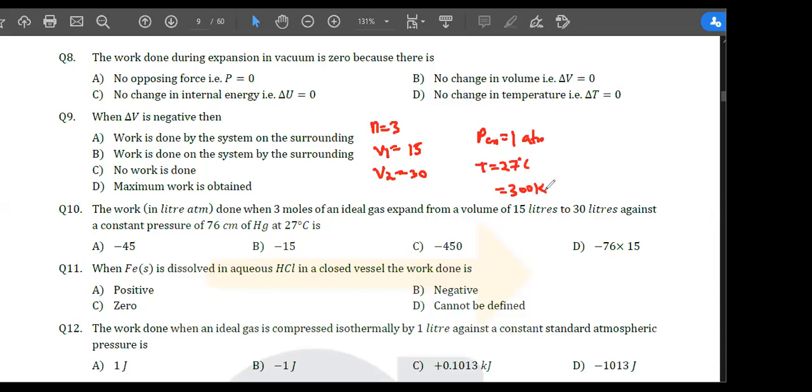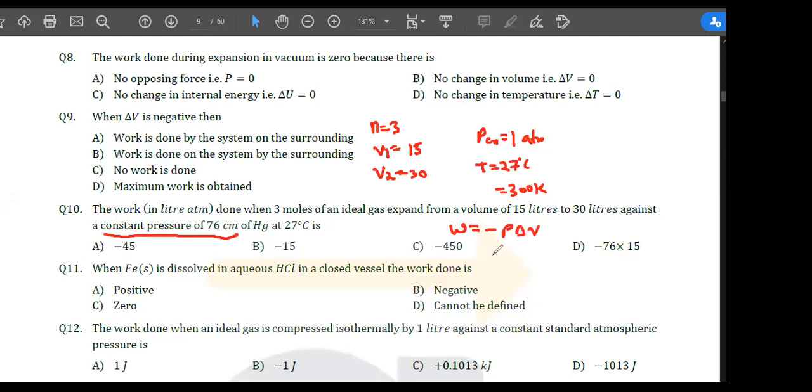Tell me. See, this is very simple concept. First of all, doesn't matter what is given. It is said that it is a constant pressure. So we know that if it's constant pressure, then the work done is always minus P delta V. Yes or no?